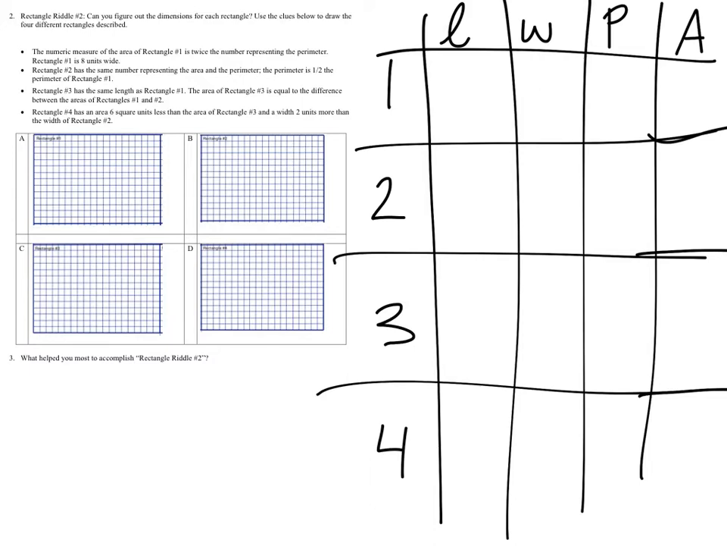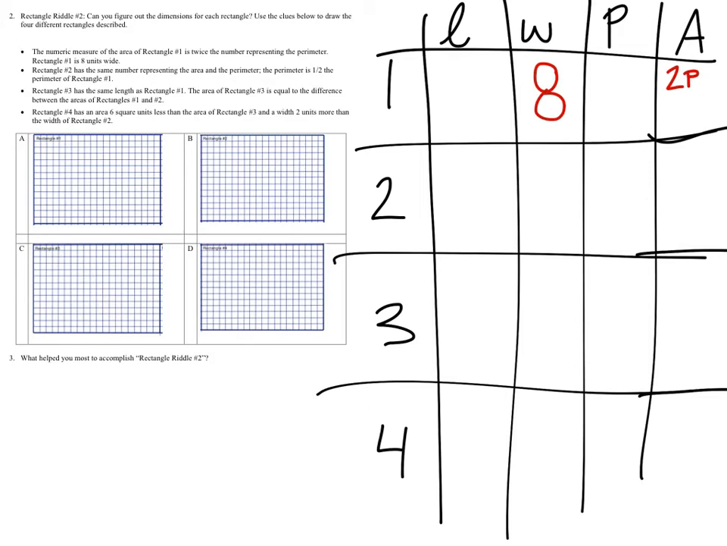So the area for rectangle 1 is twice the perimeter, whatever it is. We don't know the perimeter of rectangle 1 yet, but hopefully we will. So why don't we just figure it out? The number representing the perimeter of rectangle 1 is 8. Just count the squares. It says that the width of this thing is 8 units wide, though.